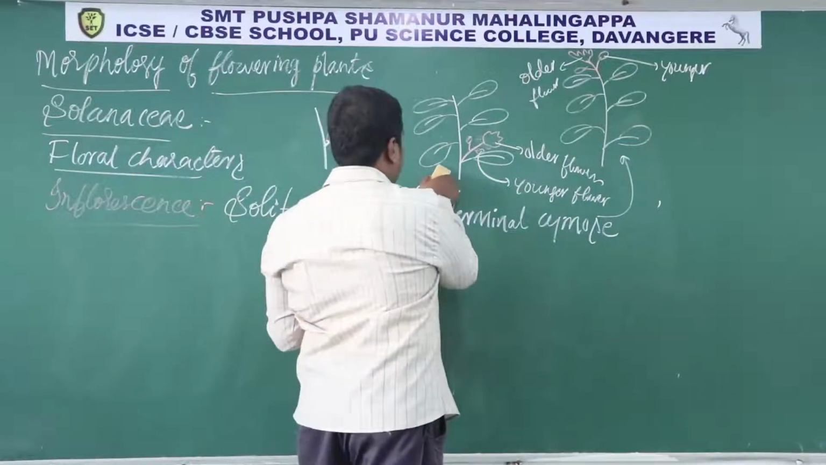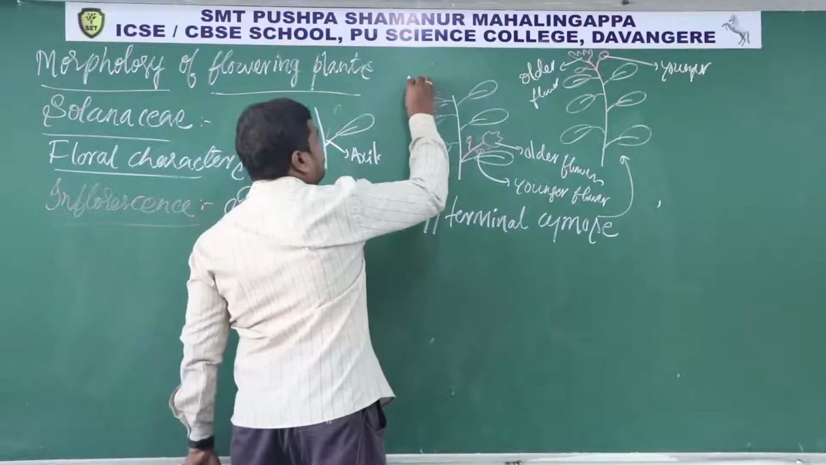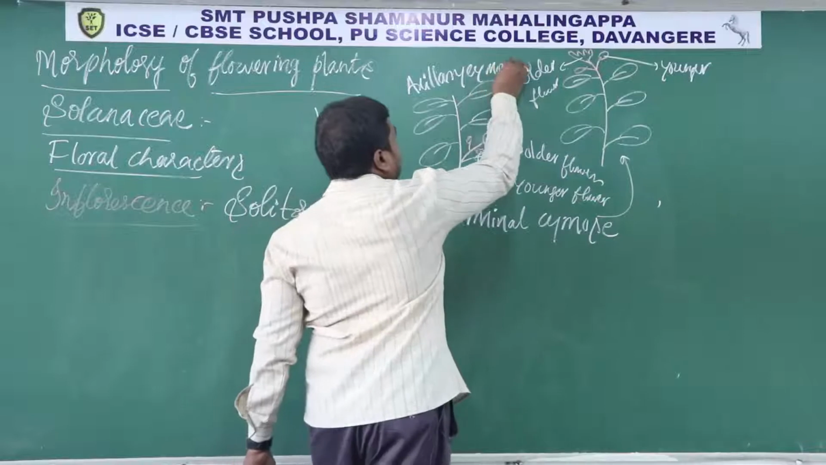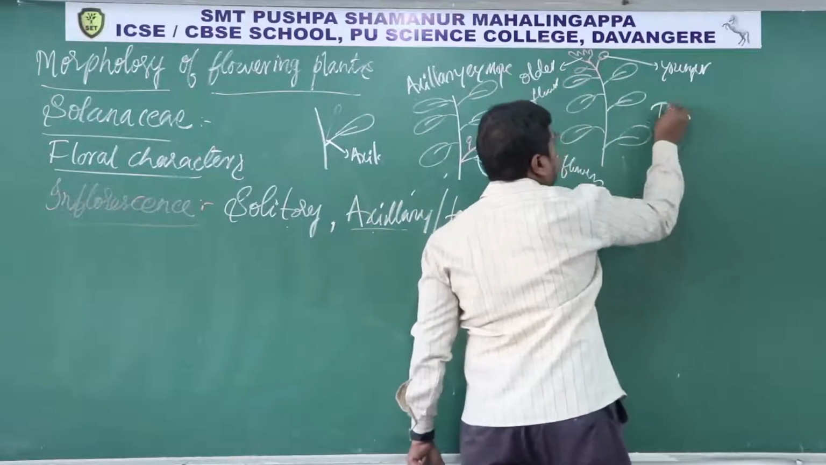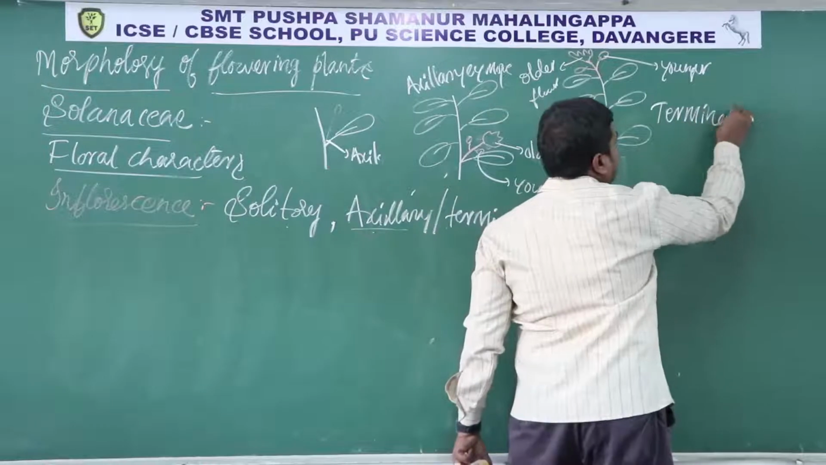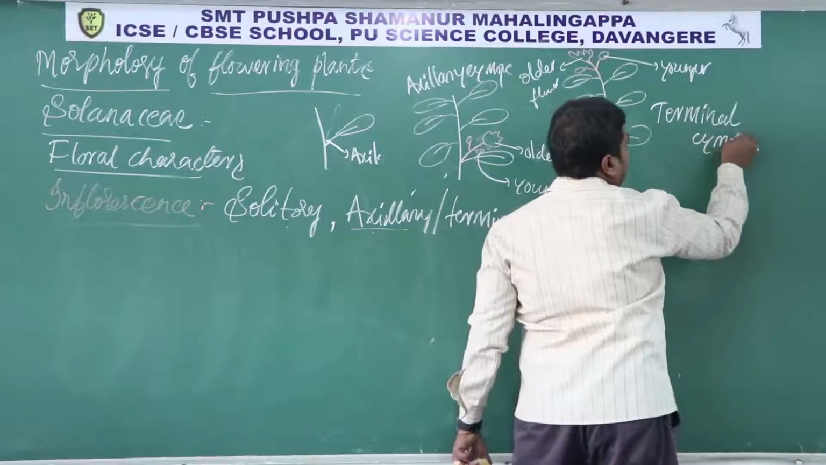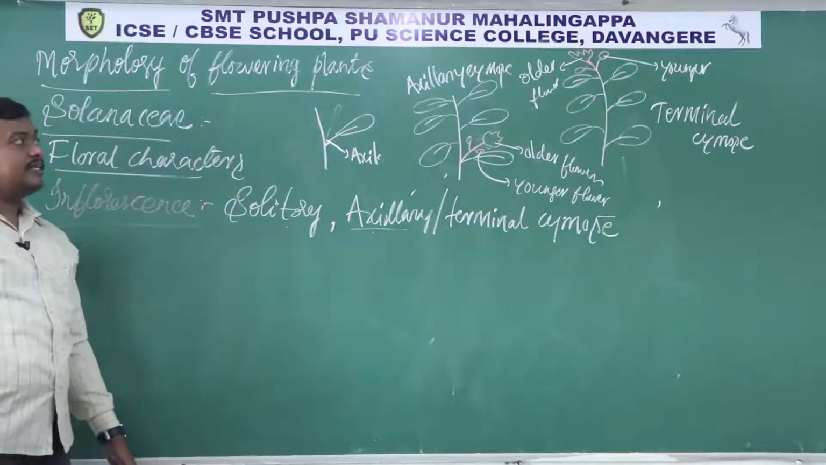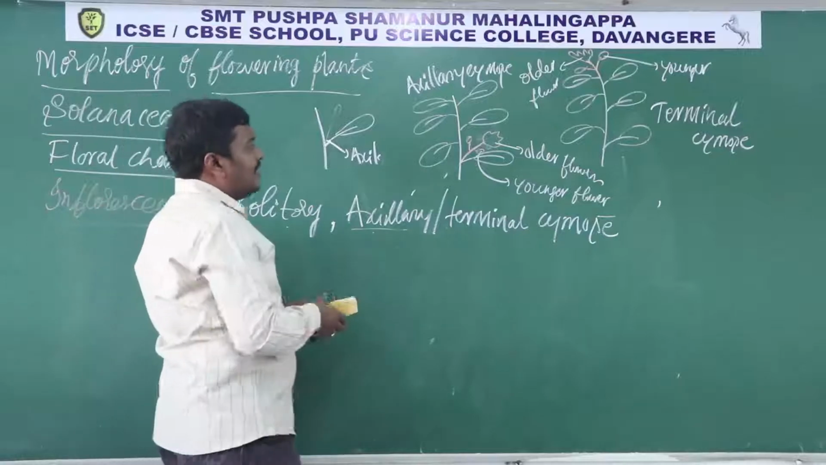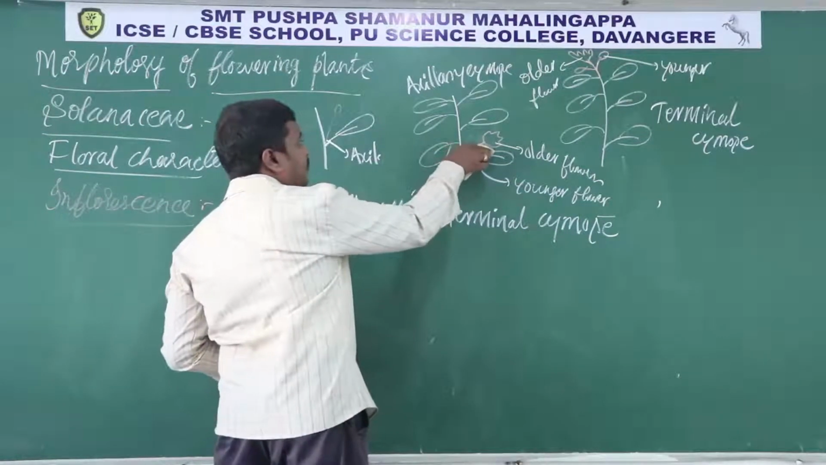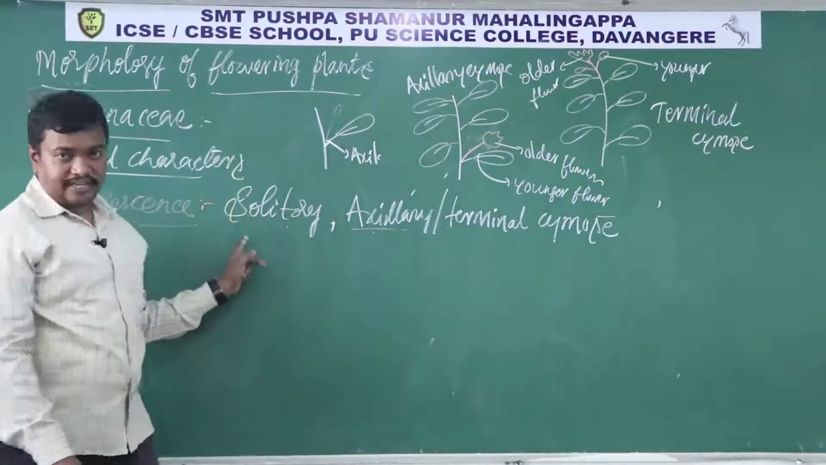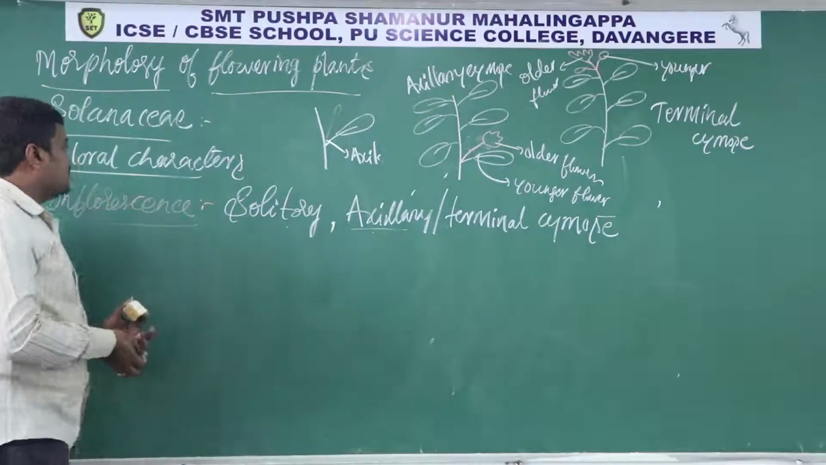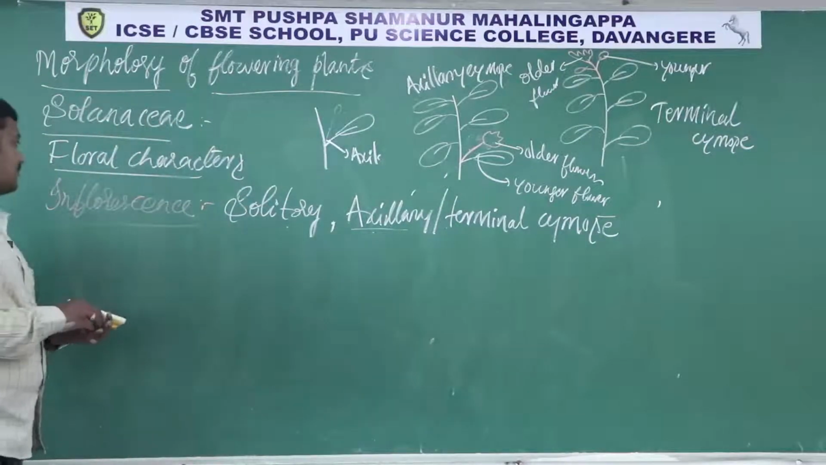So okay, let me write there itself. So this is axillary cymose and this one is terminal cymose. So hope you understand the difference between axillary cymose and terminal cymose. Okay, and if only one flower is there, it becomes solitary. So solitary may be axillary or terminal. Okay, so this is about the inflorescence character.